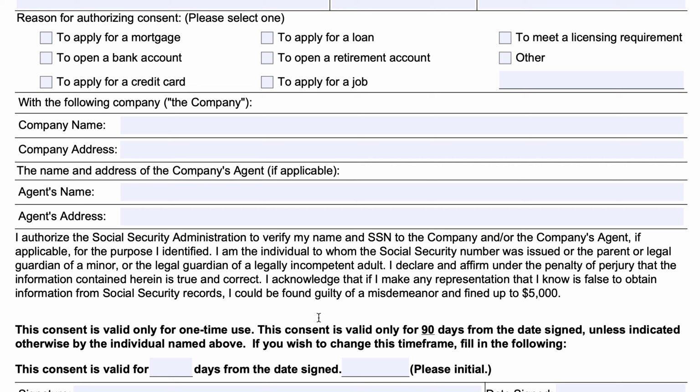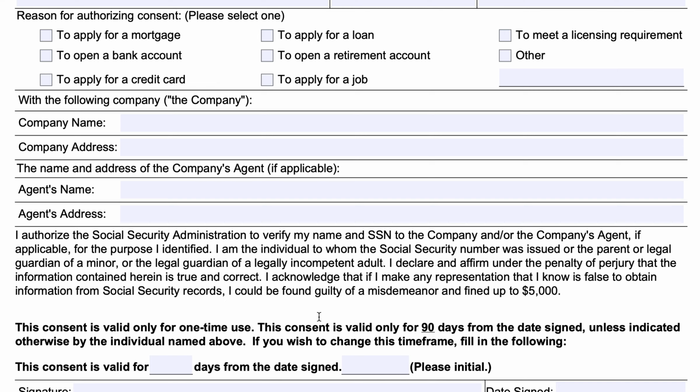You're making a declaration and affirmation under the penalty of perjury that this is true and correct information, and if you represent anything that you know to be false, you could be found guilty of a misdemeanor and fined up to $5,000.